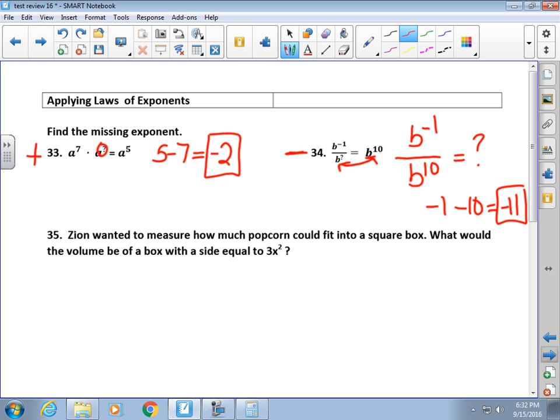Okay? So if the denominator is one that's missing, you're still going to subtract. But if the numerator is missing, then you're going to add the exponents. You're going to have to do the opposite.